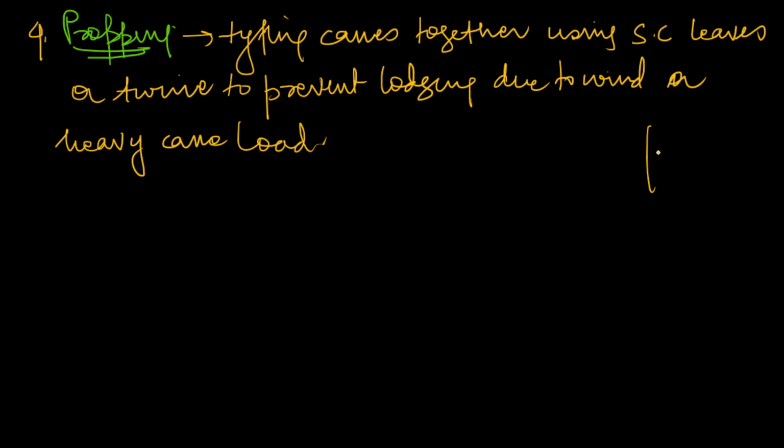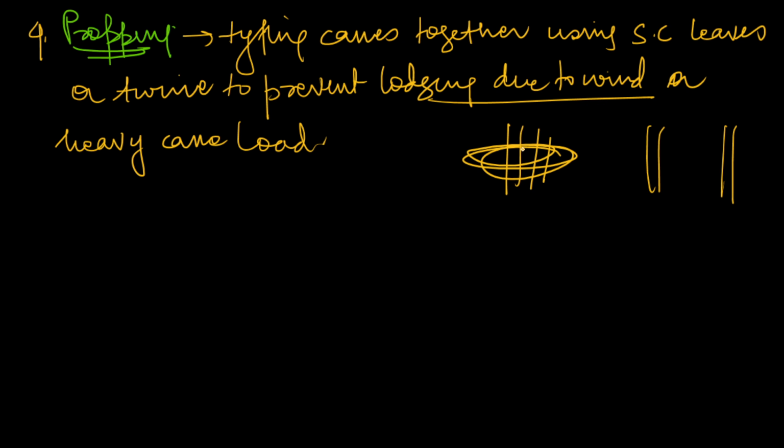So see what they do. Suppose this is one cane, two canes, and they are going up, and there could be problems of lodging due to wind. That is, they can fall due to wind or due to heavy cane loads. So what will they do? They will tie these two together using some sugarcane leaves or twine. This is generally done twice a year.